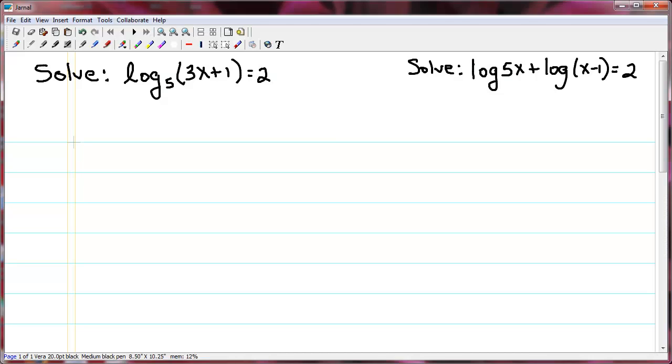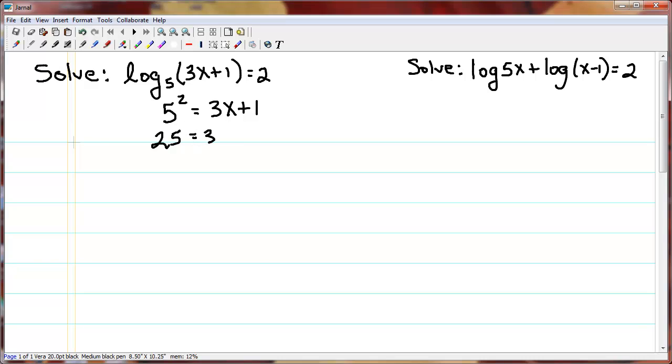Okay, I've written 2 more examples on our board here that we can solve. So our first step was to get the log by itself. On our problem over here, we can see we have the log by itself. Our next step is to convert to exponential form, so this will be 5, and then this becomes our exponent. And what we were taking the log of becomes what the exponential function equals. 5 squared is 25. And now we have a simple linear equation to solve, so we're going to subtract 1 and divide by 3, and we get 8 equals x.